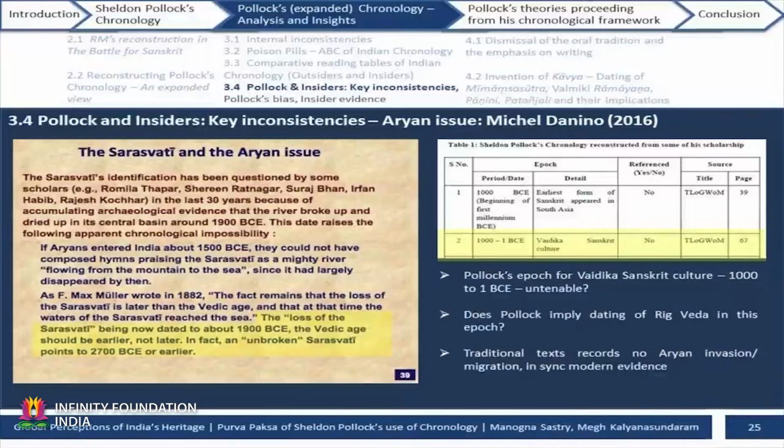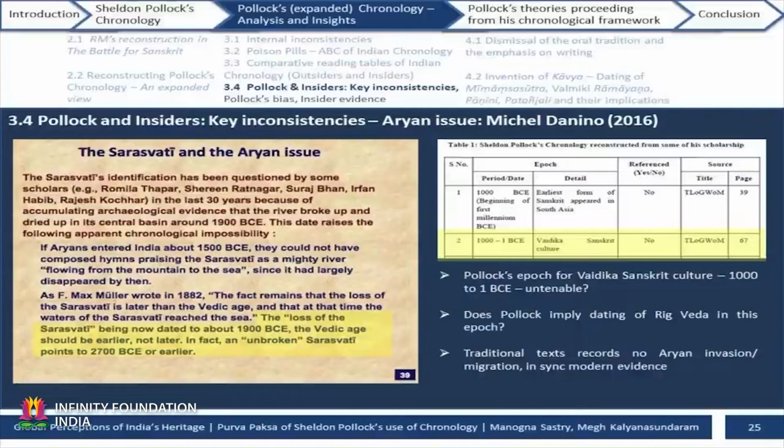He says that in fact an unbroken Saraswati points to 2700 BCE or earlier for Vedic age, which Pollock placed in the first millennium BC, with therefore obvious implications for key Indian texts, including the Rig Veda. Now, evidence from tradition is unequivocal, given absolutely no record of an Aryan invasion or migration, as corroborated by its equivalent absence in archaeology, further validated by modern evidence classes that we just alluded to.